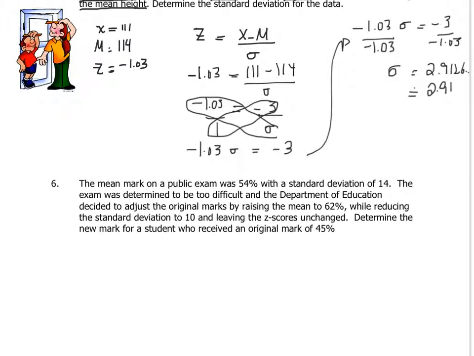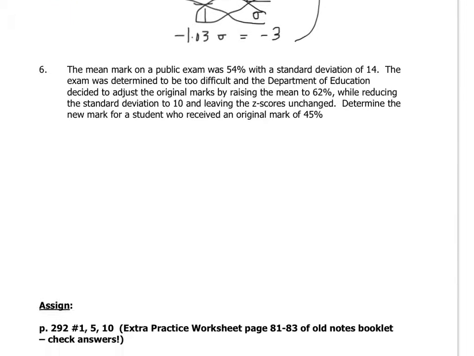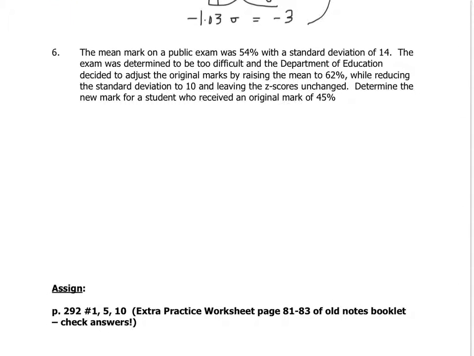So the next question says the mean mark on a public exam was 54% with a standard deviation of 14. The exam was determined to be too difficult and the Department of Education decided to adjust the original marks by raising the mean to 62% while reducing the standard deviation to 10 and leaving the z-scores unchanged. I'm assuming that's 10%. Determine the new mark for a student who received an original mark of 45%. Since the z-score remained unchanged, first we have to find the original z-score with the original data before they made any changes.